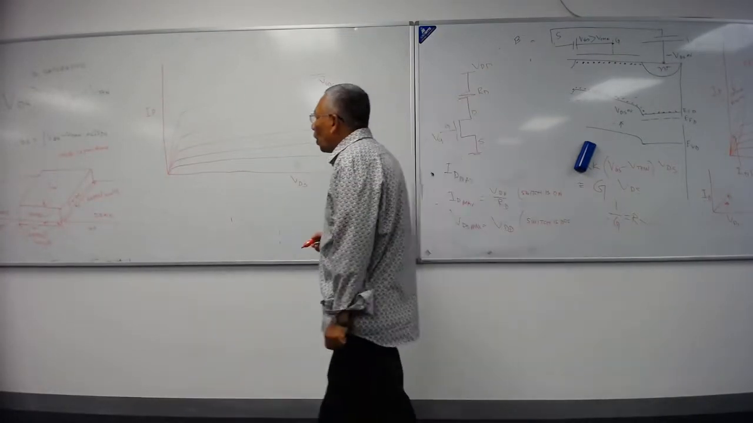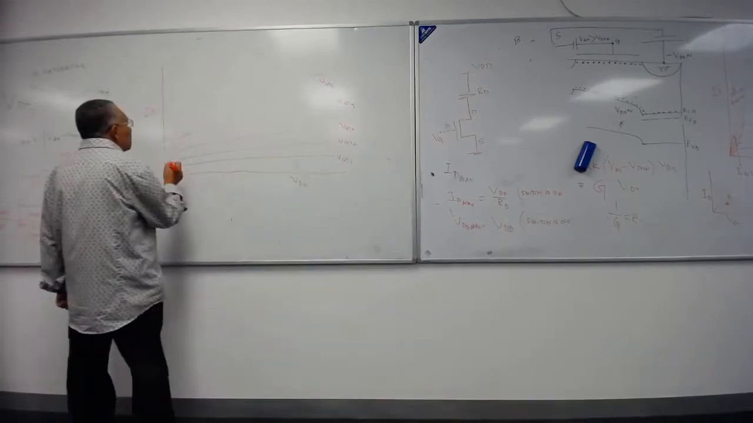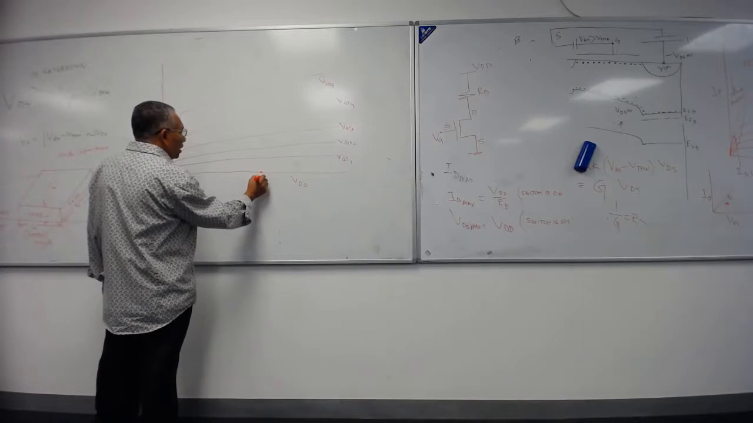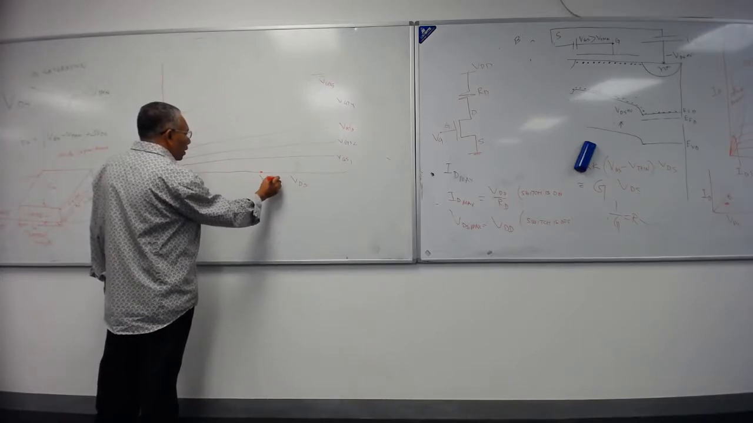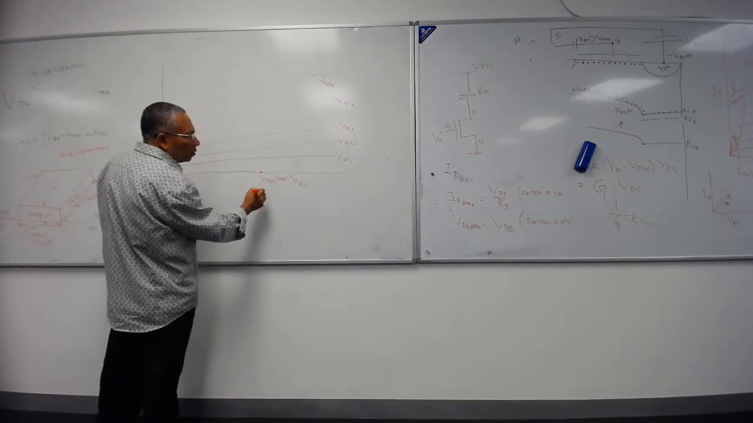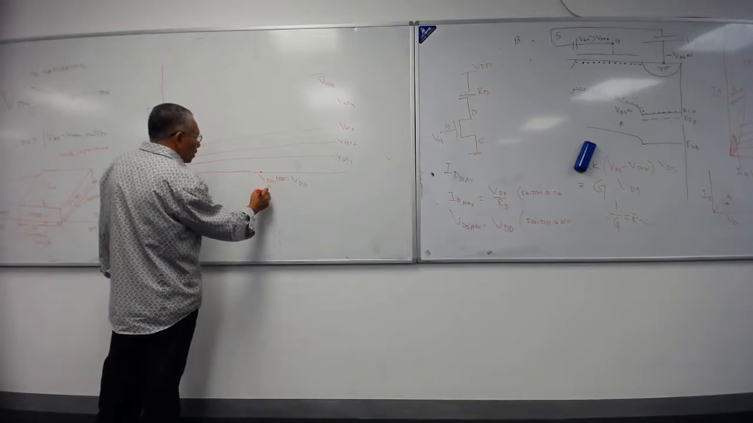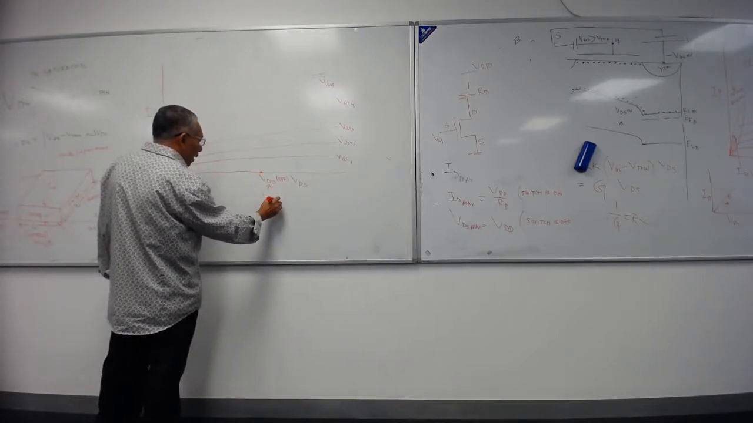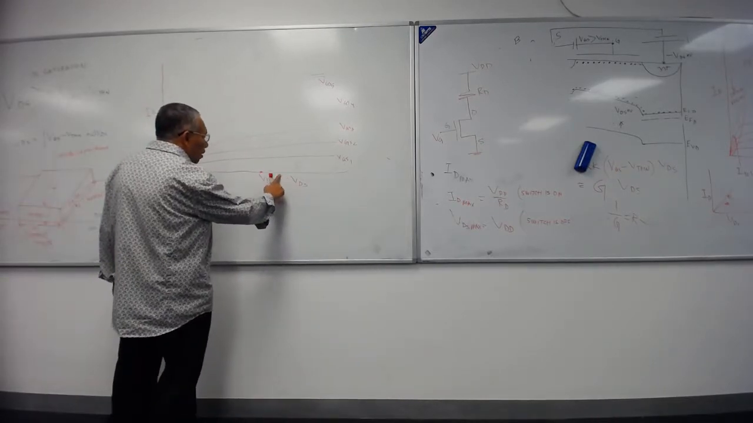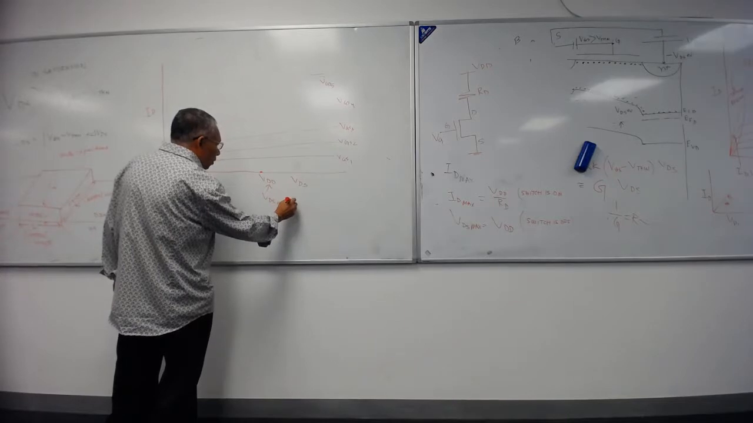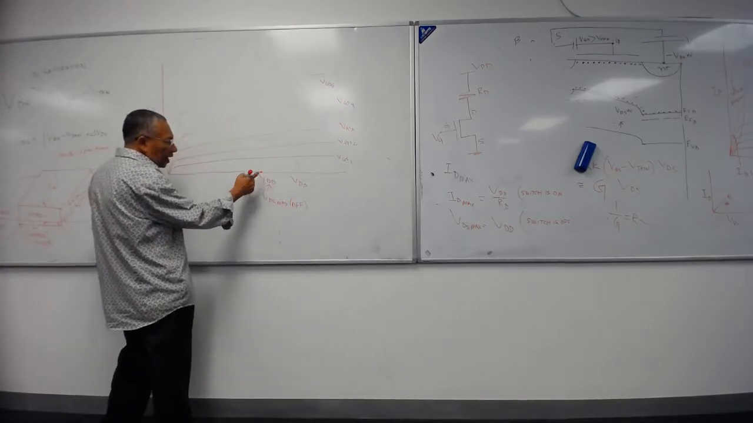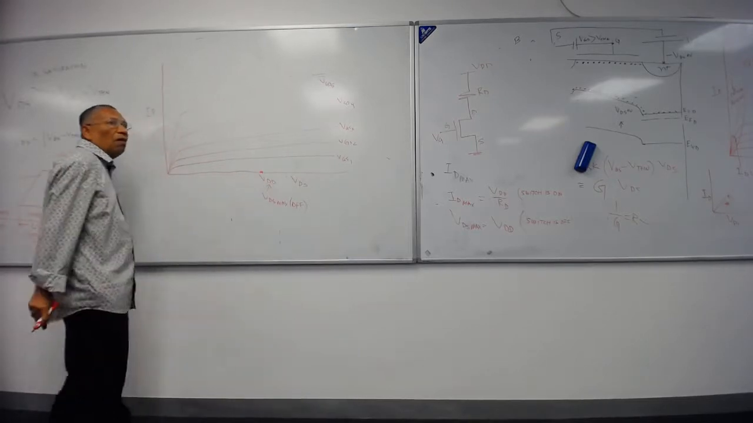So we draw a line here. Say this is your VDD. When the transistor is off, this is your VDS max, and that quantity is just VDD.